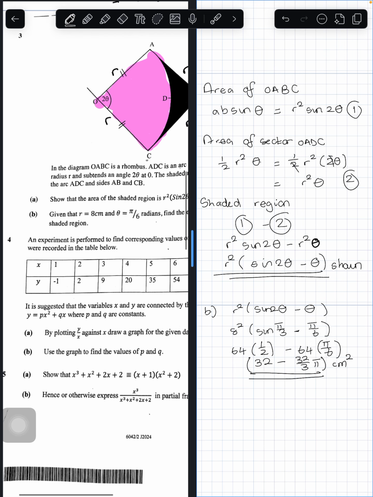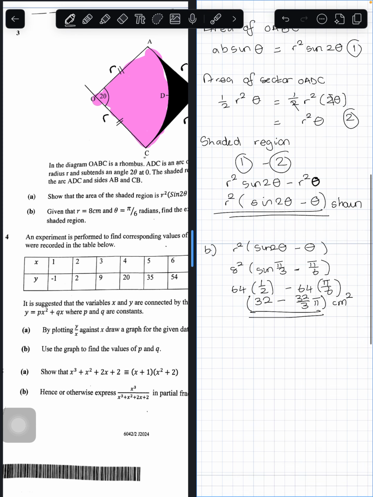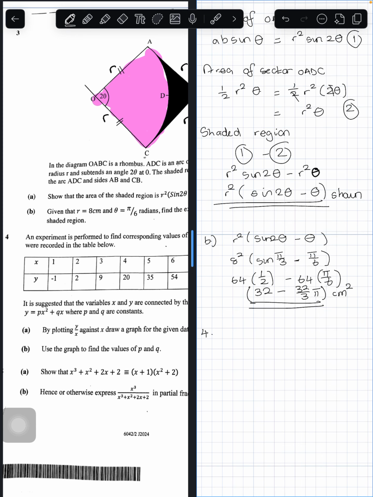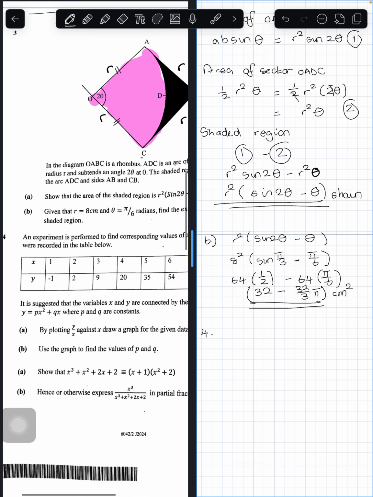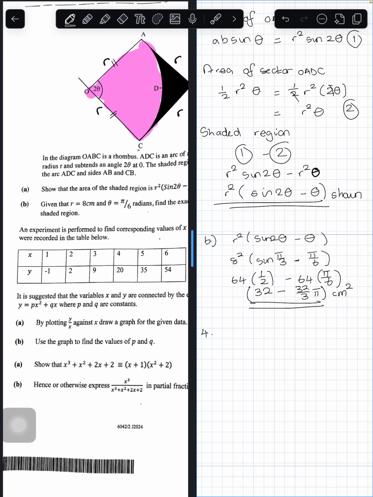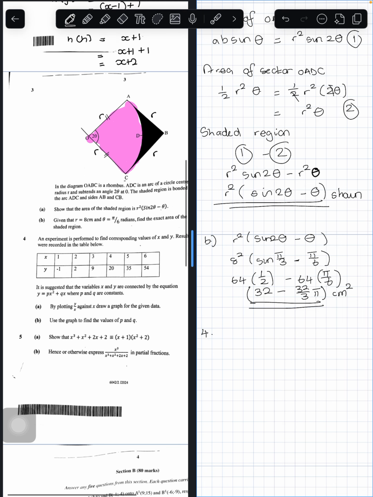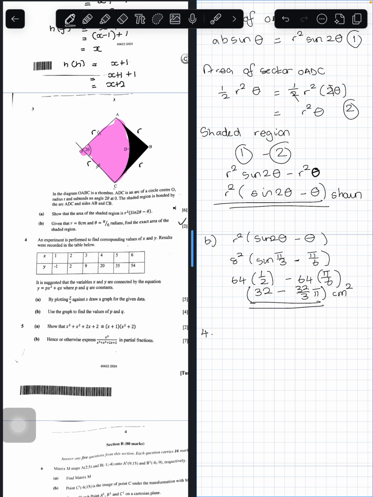We're left with number 4 and number 5. Right, let's go to number 4. Number 4, this is linear law. It's very important when you get a question, you identify the topic that you'll be concentrating on. So this is linear law. Number 5, it's partial fractions.